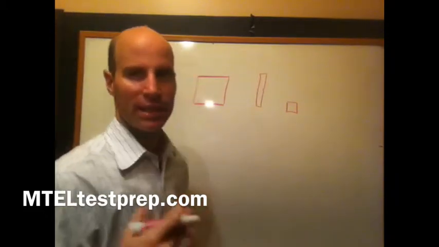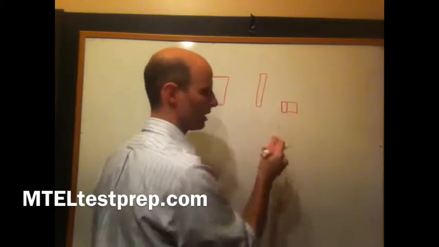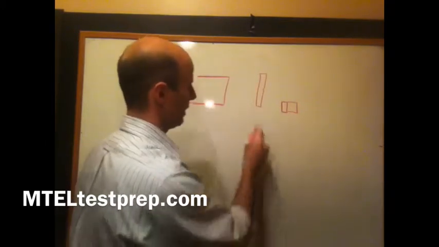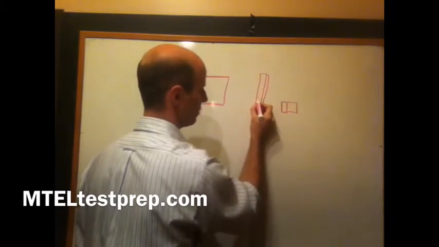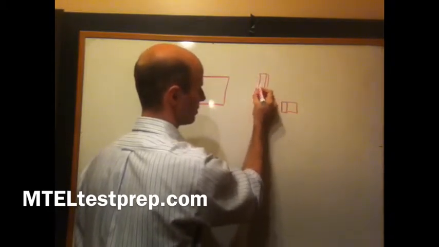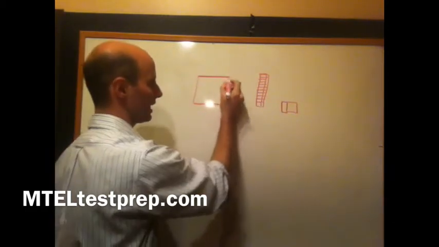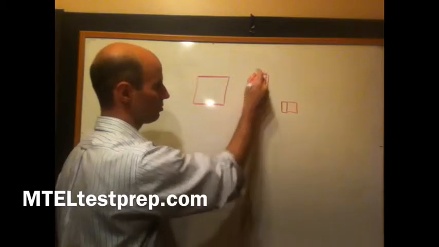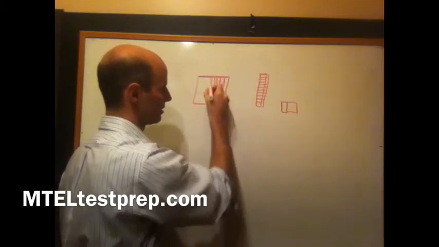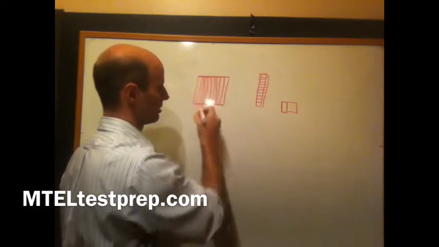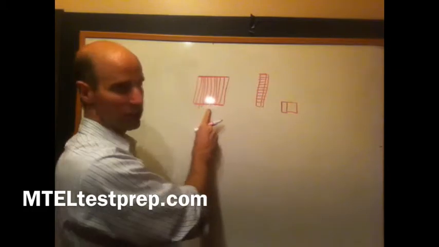So everyone's seen these. These are manipulatives that you use in math. You have a small cube, and then you have a stick, which is made up of 10 of those cubes. And then you have a sheet, which is actually made up of 10 of those sticks. So if this is 1, this is 10, this is 100.